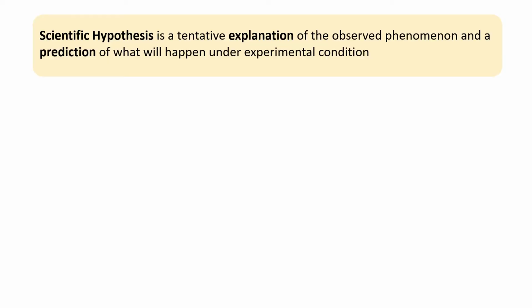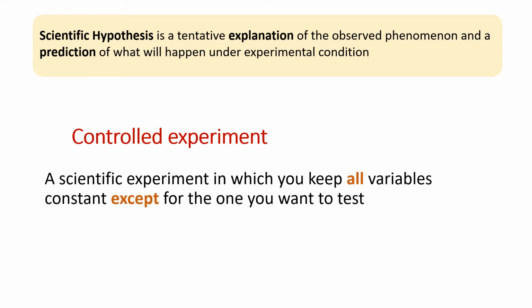As a reminder, what's the scientific hypothesis? It's a tentative explanation of the observed phenomenon and a prediction of what will happen under experimental conditions. How can you find out your hypothesis is correct? You need to set up a controlled experiment in which you keep constant all the factors, known as variables, except for the one you want to test.